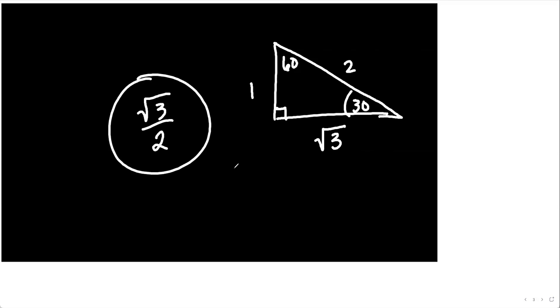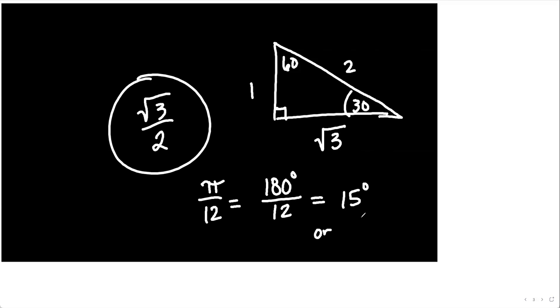And again, just to remind you on that π/12, remember π is the same as 180 degrees. Divide that by 12 gives you 15 degrees, or 30 degrees divided by 2. Hopefully that helps figure that out. And the rest is just done on a calculator.